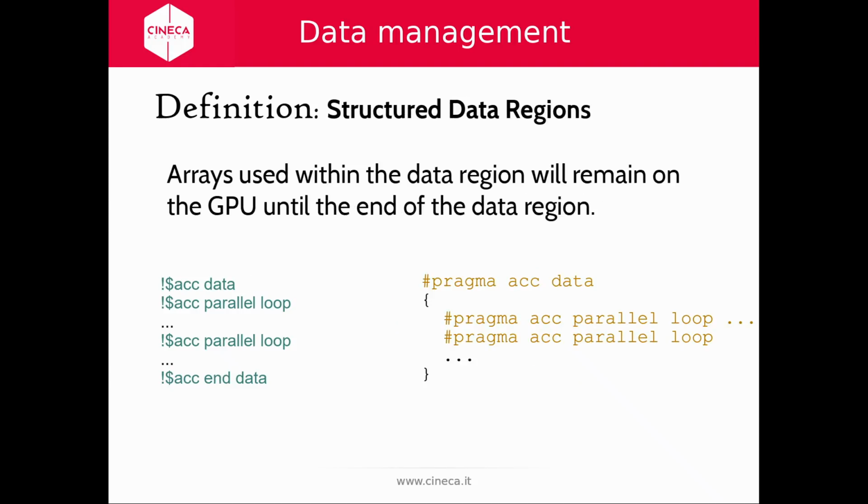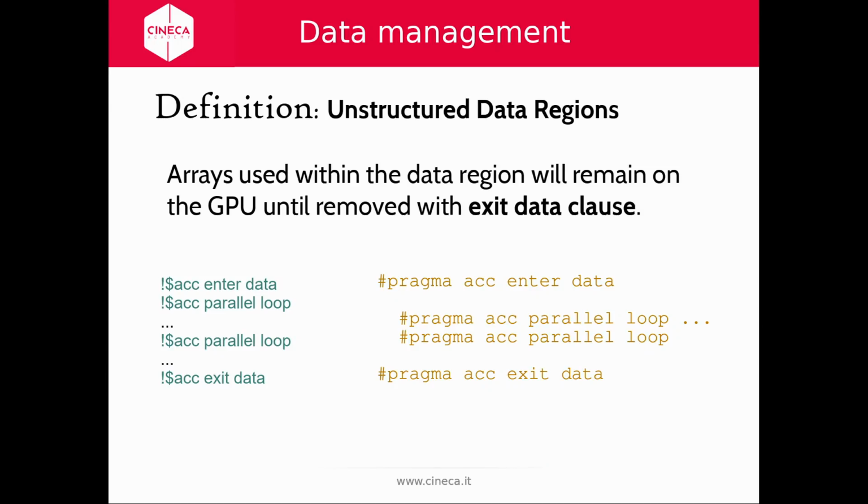So what I've just showed is structured data regions, and then we have unstructured data regions. How do they differ from the previous one? Well, you specify pragma acc enter data, and then you use the same syntax that you saw before. I will go back to that in a second. And this allocation will last through all the code execution until the corresponding exit data is found.